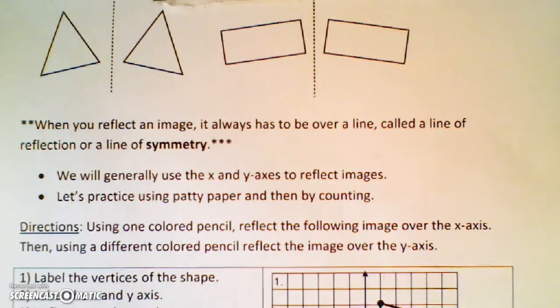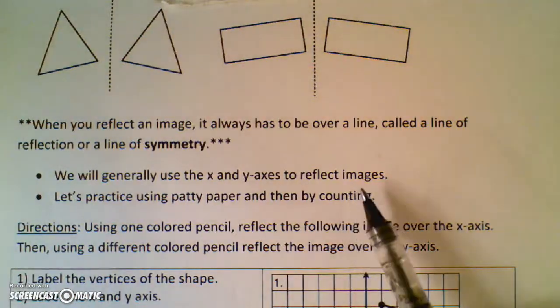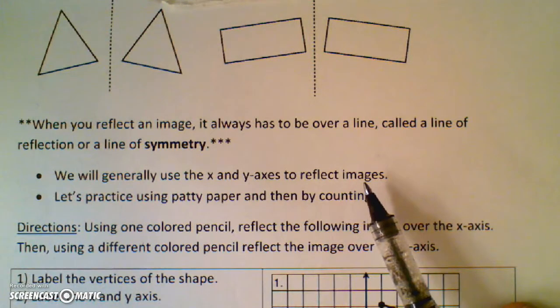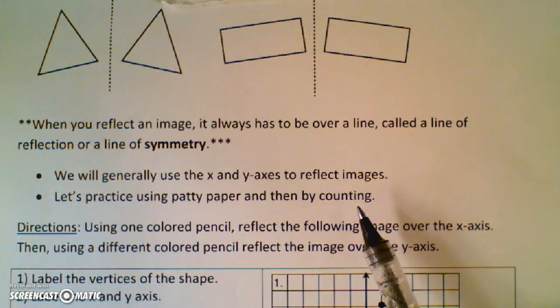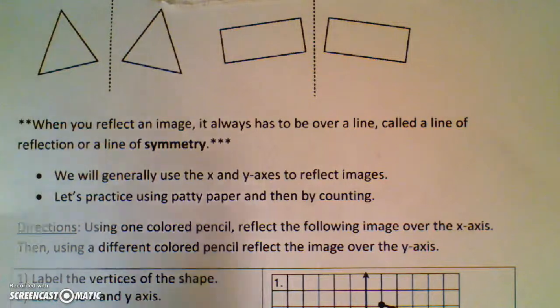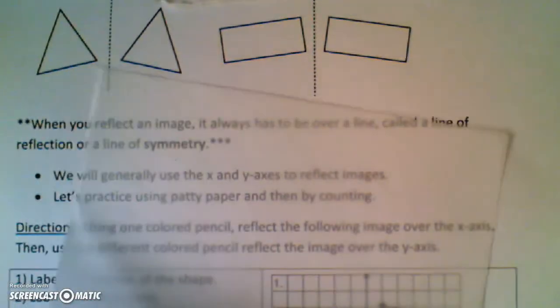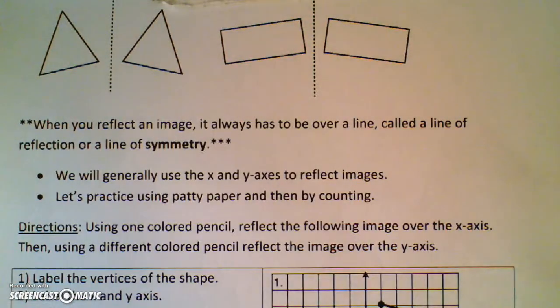So we're generally going to use the X and Y axes to reflect images. We're going to use a coordinate plane. And we're going to use what's called patty paper, which is this waxy paper that I'll give to you that you can see through. Also, we'll learn how to count if you don't like using the patty paper. So we're going to need two different colored pencils. We're going to use one colored pencil to reflect an image over the x-axis, and then use another colored pencil to reflect it over the y-axis.